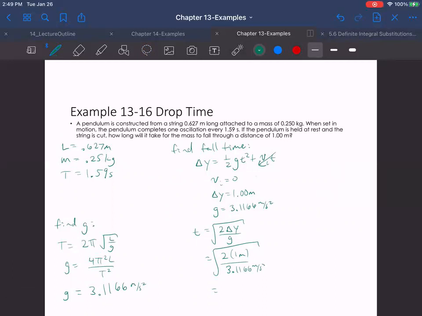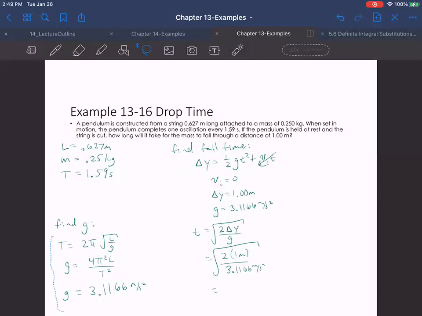So this one is under the assumption that we are maybe not on Earth, but in a different location. We're given the length of a pendulum, its mass, and its period. Using that information, we can come down here and solve for the acceleration due to gravity.